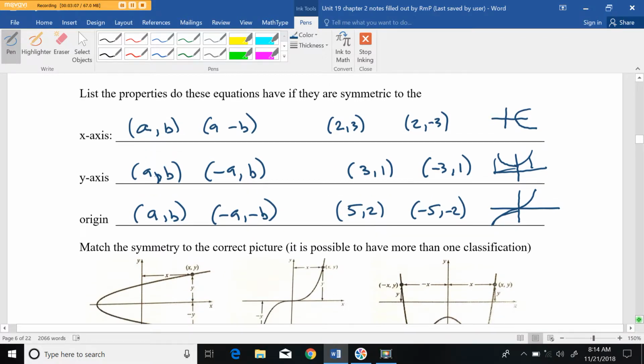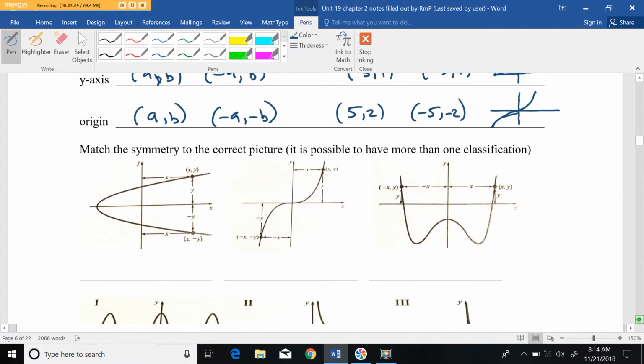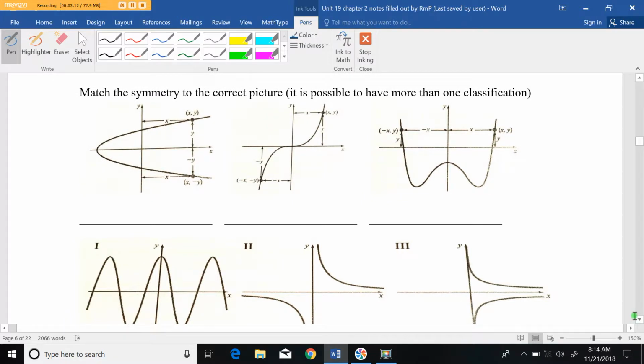All right. Next part of the notes, where it says match the symmetry to the correct picture. So what I'm going to do is go through this and talk about the different types of symmetries. If you look at this graph, let's look at this point and this point. One of the examples we talked about above is the point (A, B) and the point (A, minus B). So here we have an x and a y, same x, minus y. This graph is symmetric about the x-axis. So it has x-axis symmetry.